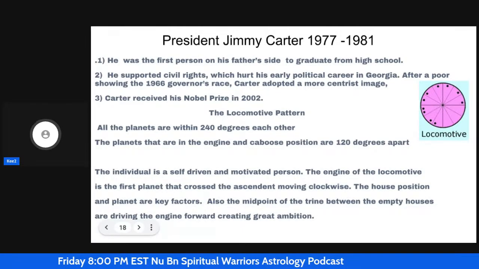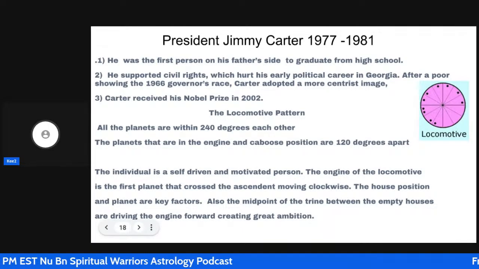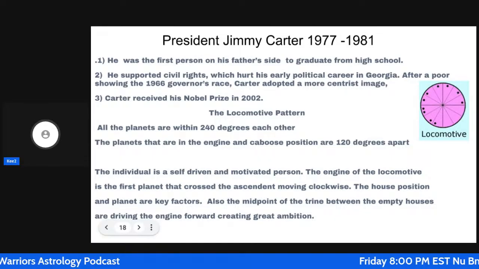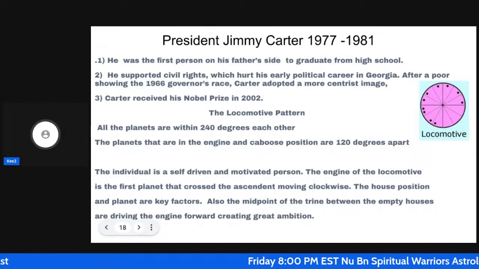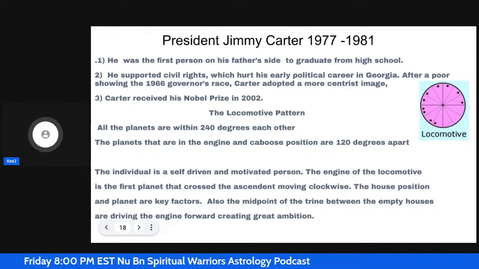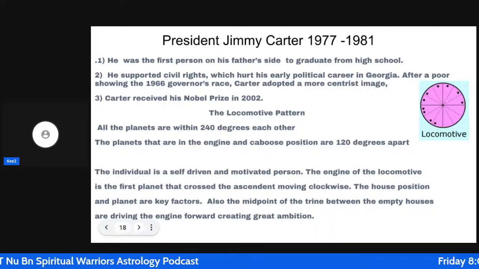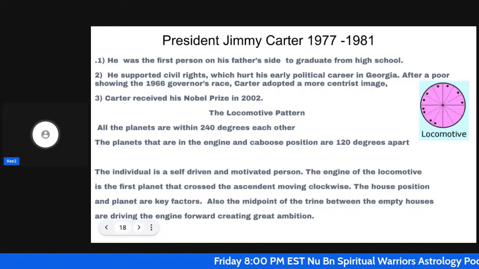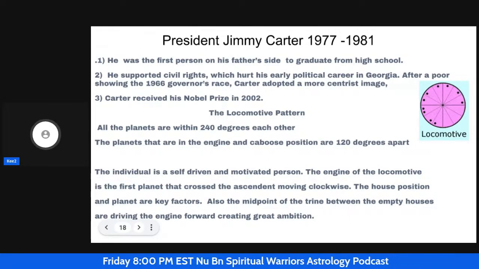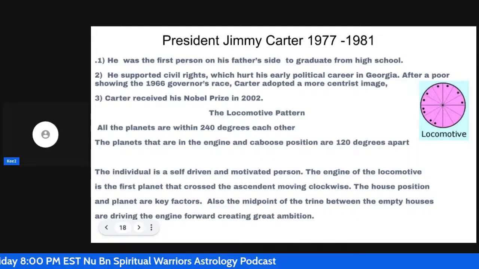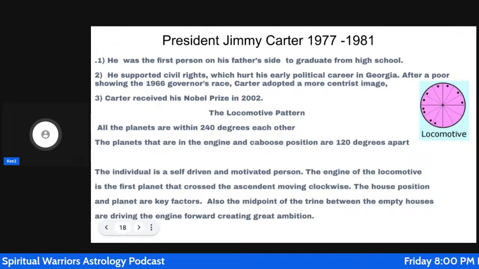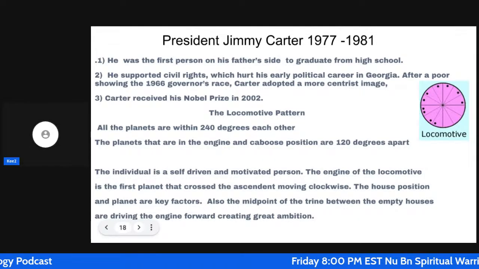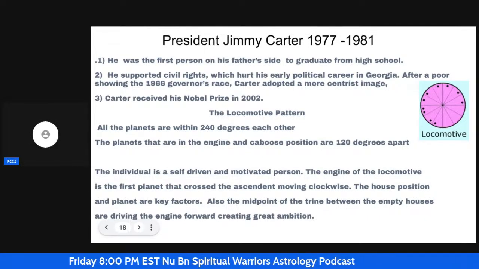The locomotive pattern. All the planets are within 240 degrees of each other. The planets that are in the engine and caboose position are 120 degrees apart. The individual is a self-driven and motivated person. The engine of the locomotive is the first planet that crosses the ascendant, moving clockwise. The house position and planet are key factors. Also, the midpoint of the trine between the empty houses is driving the engine forward, creating great ambition. The locomotive.